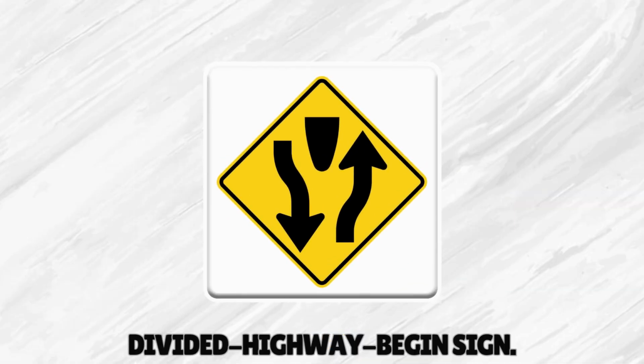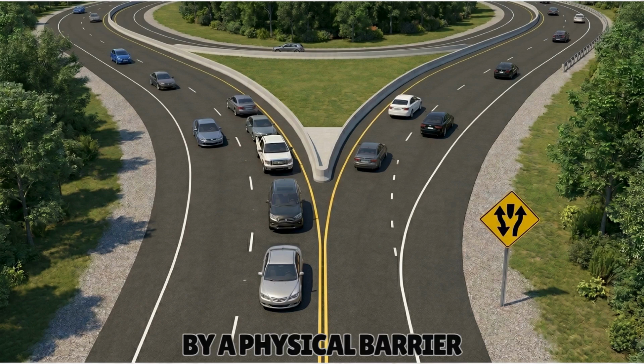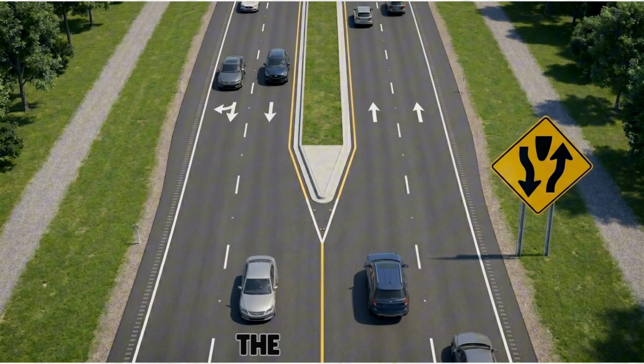Divided highway begin sign. This warning sign indicates that the road ahead will split, with opposing traffic separated by a physical barrier or median. It visually reminds the driver to stay to the right of the divider to ensure they don't accidentally drive onto the wrong side of the new highway layout.